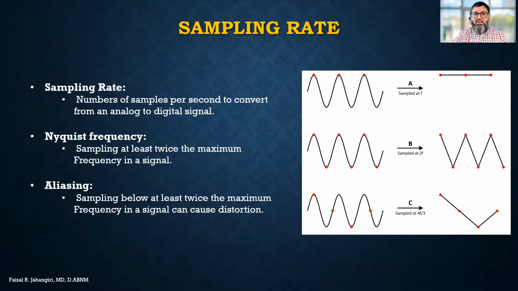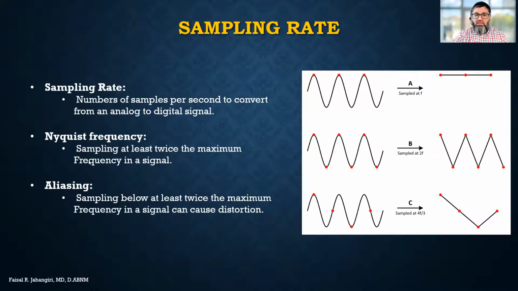In order to make that signal as close to the real signal as possible, you have to take the samples of that signal very, very fast. If the sampling is very slow, it will be a distorted signal. It will not look the same. So sampling rate is the number of samples per second used to convert an analog signal to a digital signal.